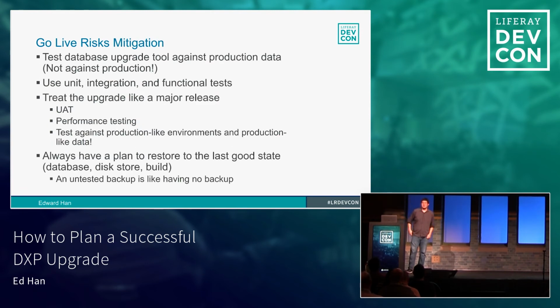So how do you mitigate these? As I mentioned, everything that we've done before has been focused on trying to reduce these. So running the database upgrade tool early on during development, using unit testing, integration testing, and functional tests. Doing what you would normally do for any major release, so going through your UAT cycles, going through your performance testing cycles, testing in a production-like environment, and always testing against production-like data. Or if possible, creating a clone of production data and running your tests against that.